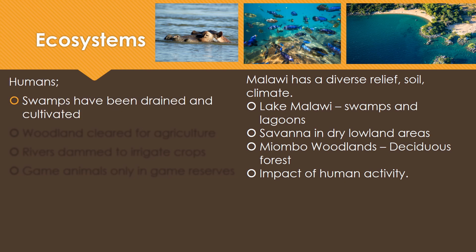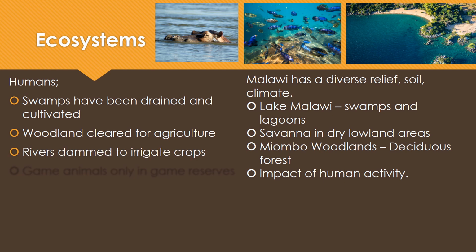So the swamps, for example, have been drained and cultivated, so that means that the water's been removed from them and instead they've been used to grow crops and used for farming. Woodland has been cleared for agriculture and farming as well, so you could link this into the idea of deforestation if you've heard that term before. And rivers have been dammed to irrigate crops.